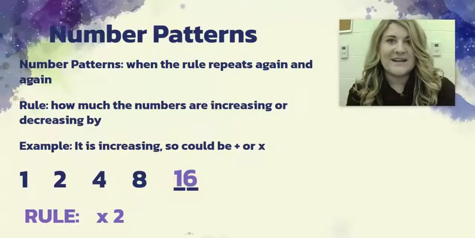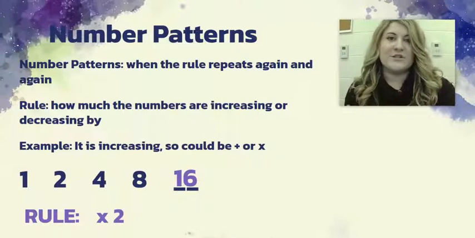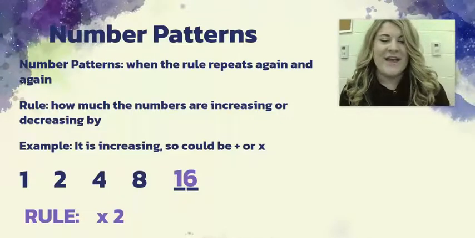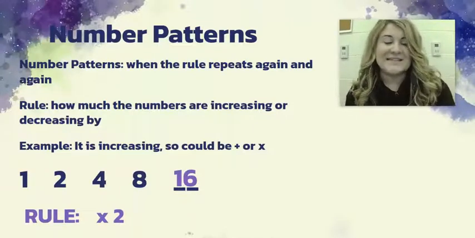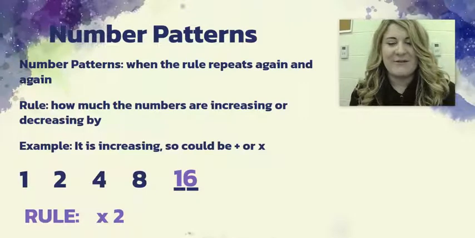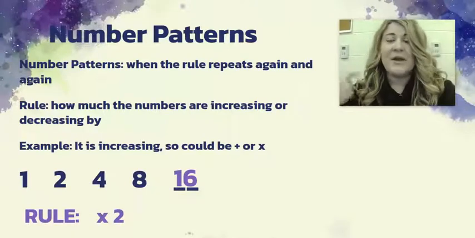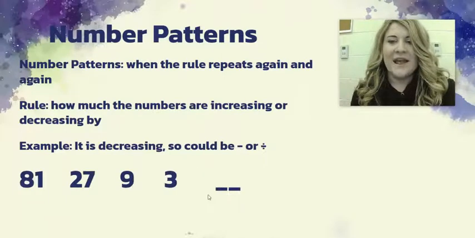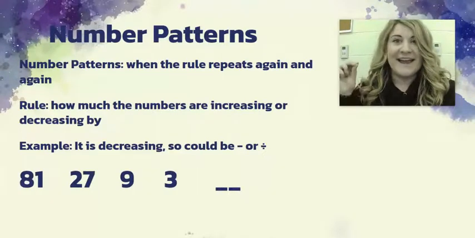And if we wanted to continue this pattern even further, we would do 16 times 2. And if you want to try to pause this video and figure it out real quick, you can. 16 times 2 would be 32. So that would be our next number. And then we could just keep on going with that pattern forever and ever and ever because the numbers just keep on going. Next, we are going to look at a decreasing pattern.